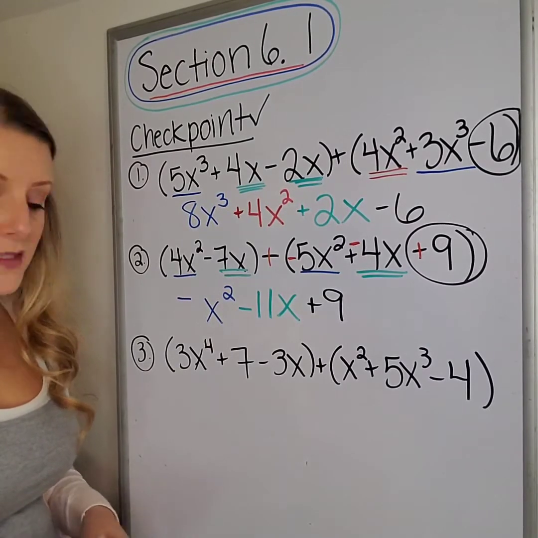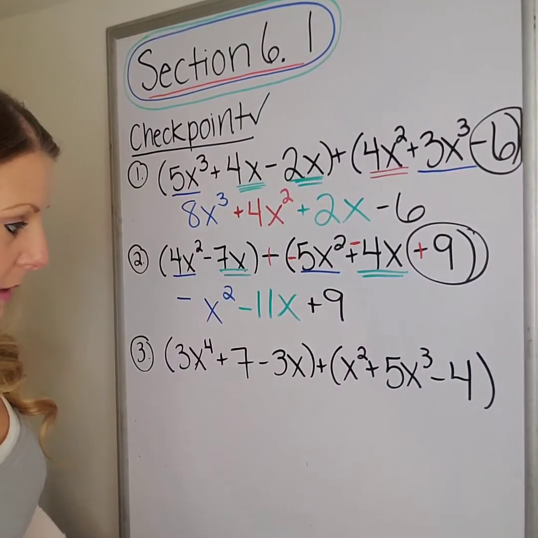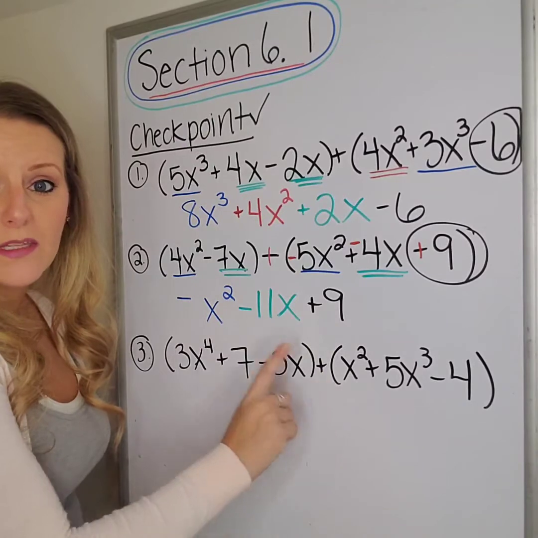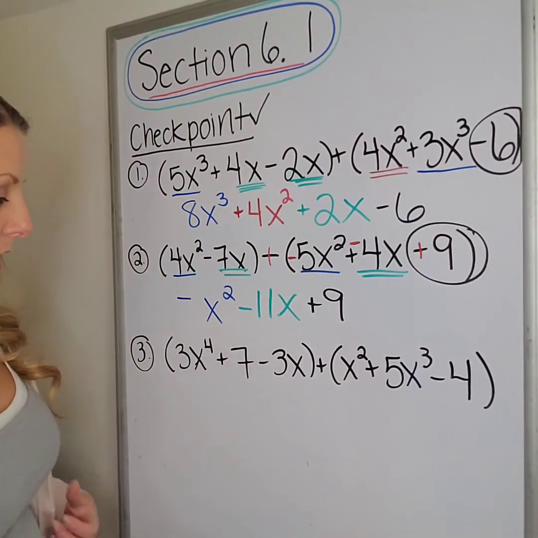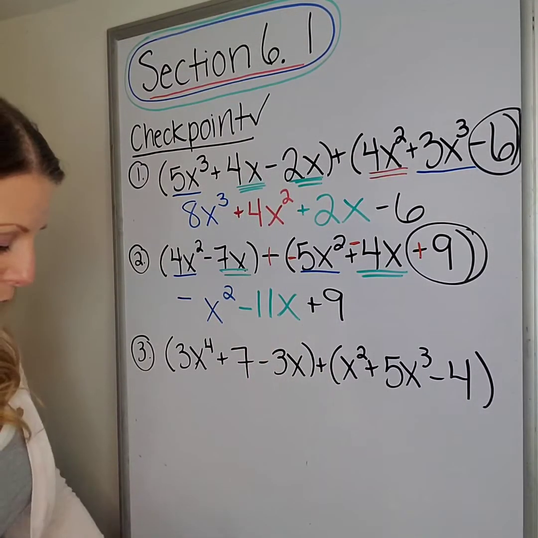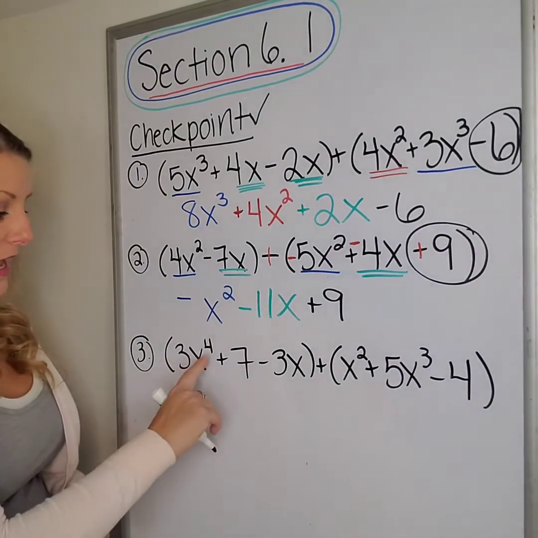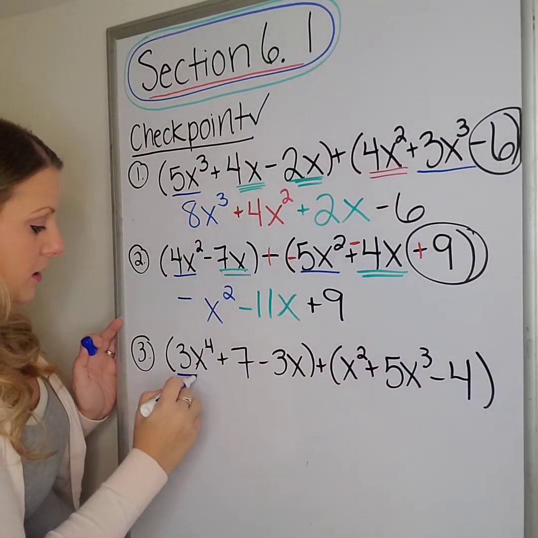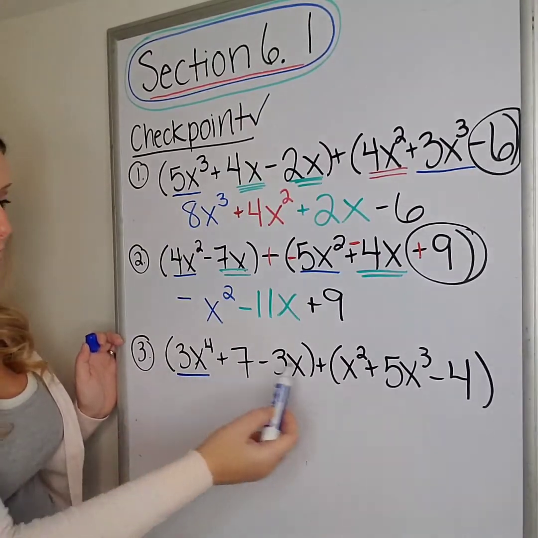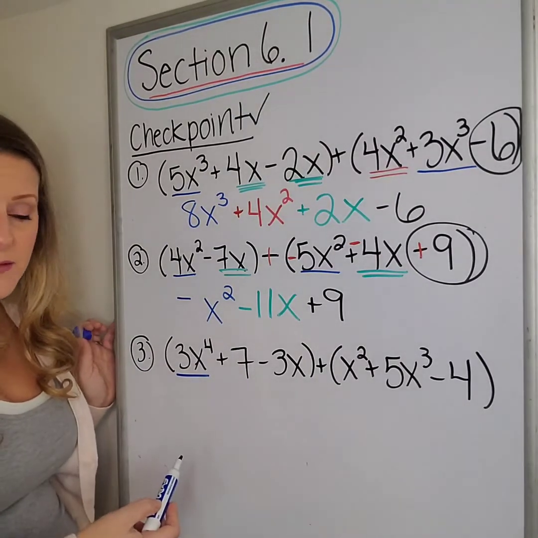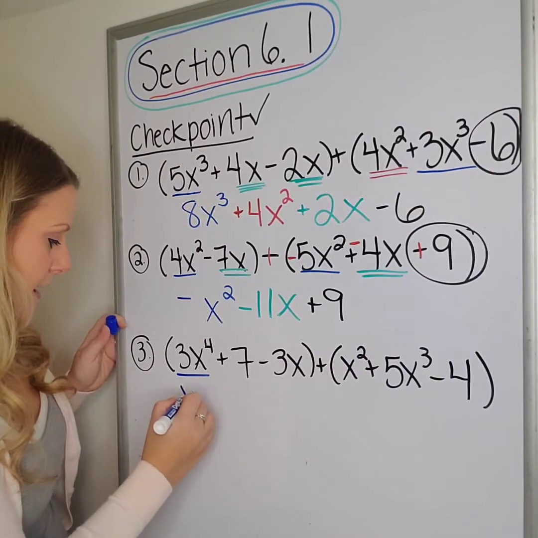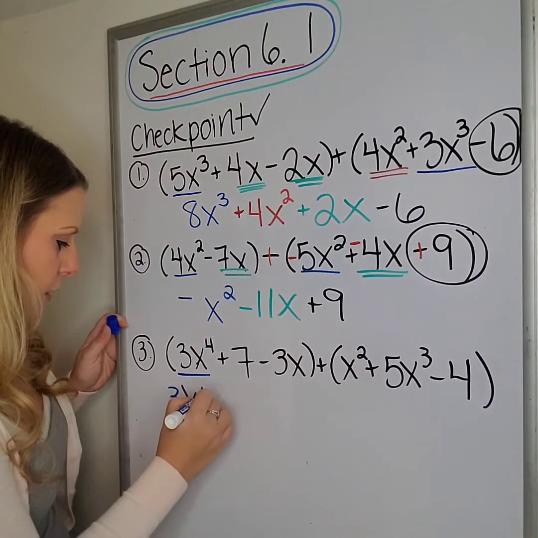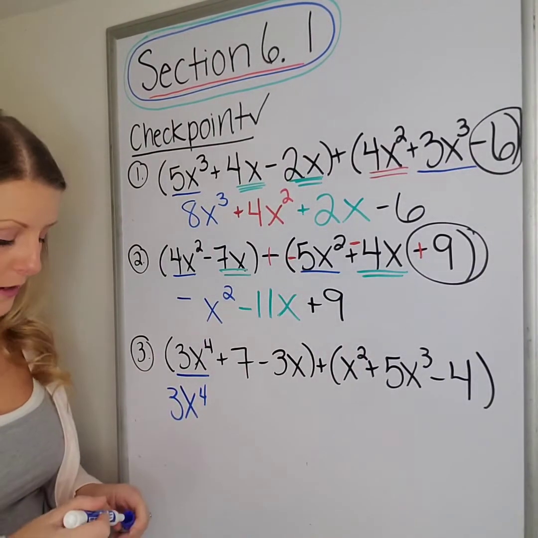Okay, and this last one, same concept. We check to make sure it's plus in between, so we're ready to go on there. And we're looking at the largest exponent. So this one actually has an x to the 4th. And that's the largest one I see. So I'm going to start out with x to the 4th. Now, are there any other x to the 4ths? No, so I just rewrite it. 3x to the 4th. There's nothing to buddy up here.